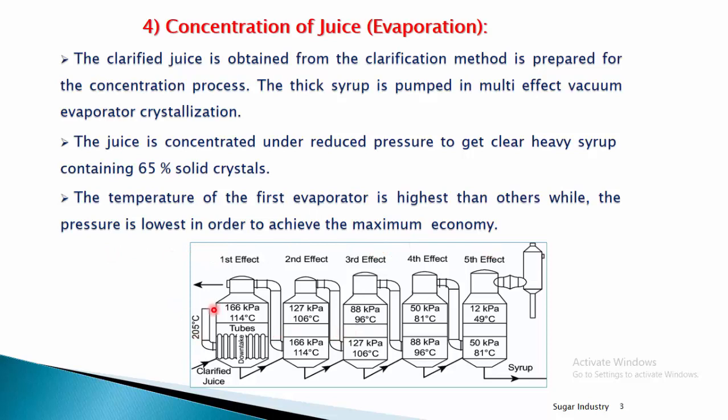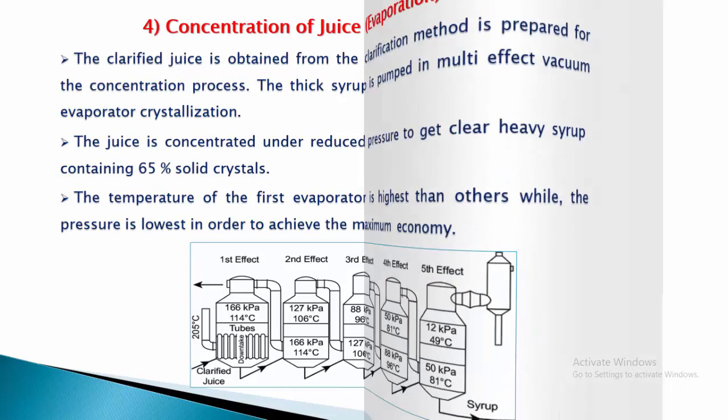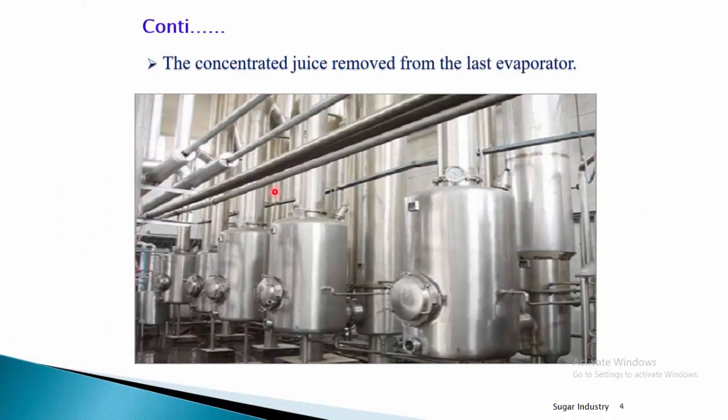It means in the first effect evaporator, the temperature is high but the pressure is low. As we go from left to right, the temperature decreases and the pressure increases. At the end, you get 65% solid crystals. This is exactly the picture taken from the sugar industry, where the concentrated juice is removed from the last evaporator.